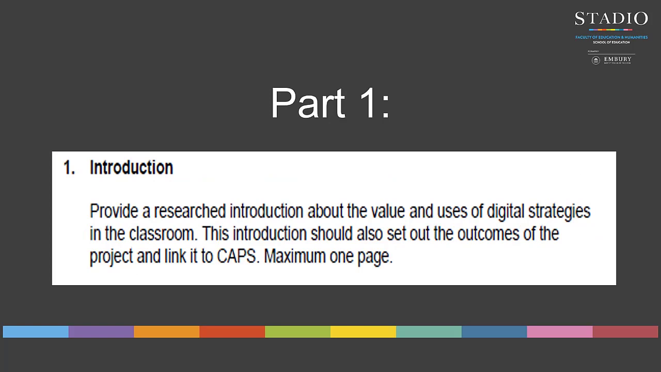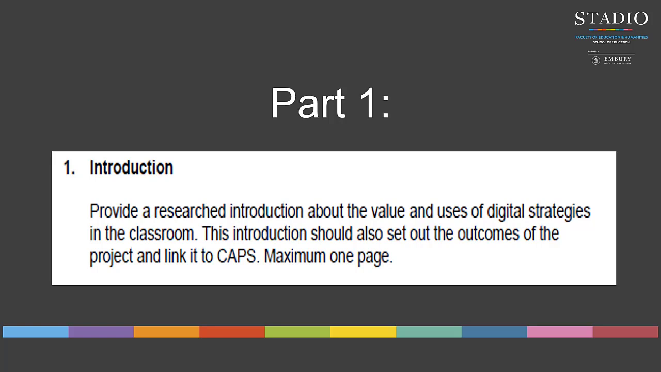So for the first part of your assignment, you are going to do a researched introduction. This is going to be a maximum of 1 page, right? You're going to do some research on what are the values and the uses of digital strategies in the classroom. You also need to put in some outcomes. So what are the outcomes of this project? Ask yourself, at the end of teaching your learners how to write an information text using the writing process, what sort of knowledge, skills, and values are they going to come out of this process with? And those are basically the outcomes that you have for this project.